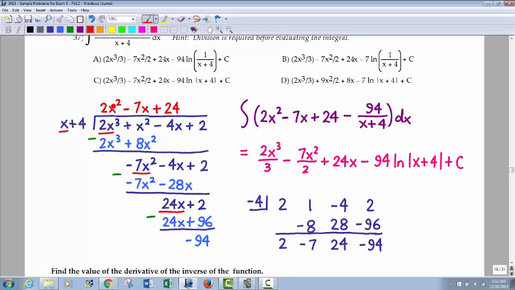So just like if you were doing division with numbers like you learned when you were a little kid, except that we're working with expressions, not numbers, take 2x squared times x plus 4. So 2x squared times x makes 2x cubed. 2x squared times 4 is 8x squared. Now remember, when you're doing division, you're always subtracting, going down.